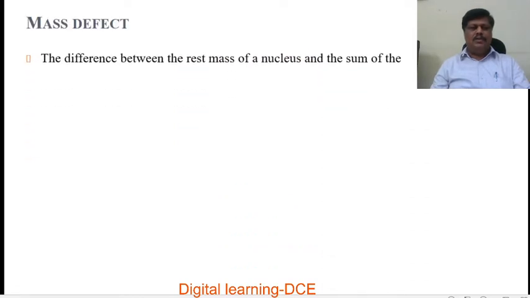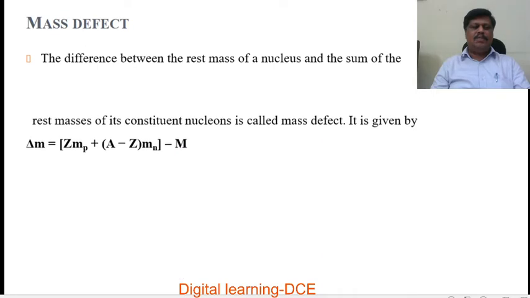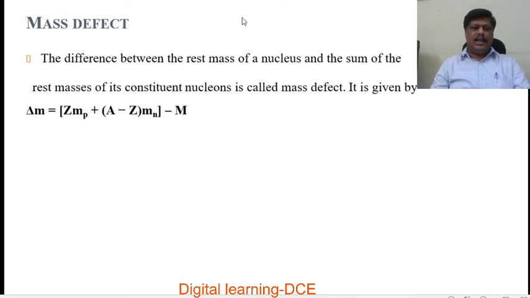Before going to do problems, we have to know some concepts: mass defect, binding energy, and specific binding energy. These are the important concepts in nuclear physics. What is mass defect? The difference between the rest mass of a nucleus and the sum of the rest masses of its constituent nucleons, that is both protons and neutrons, is called mass defect.